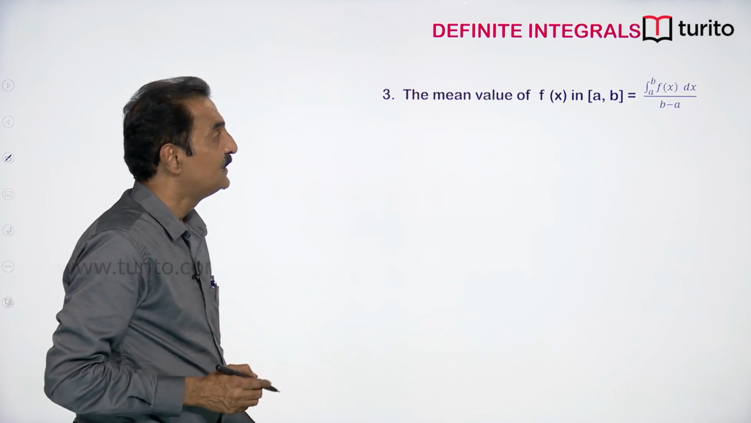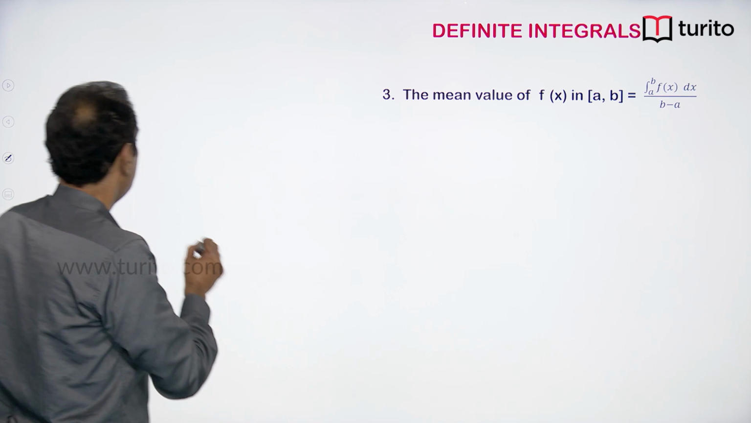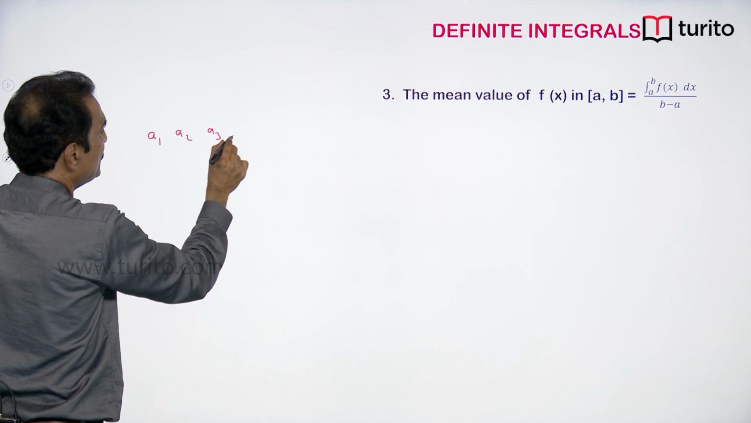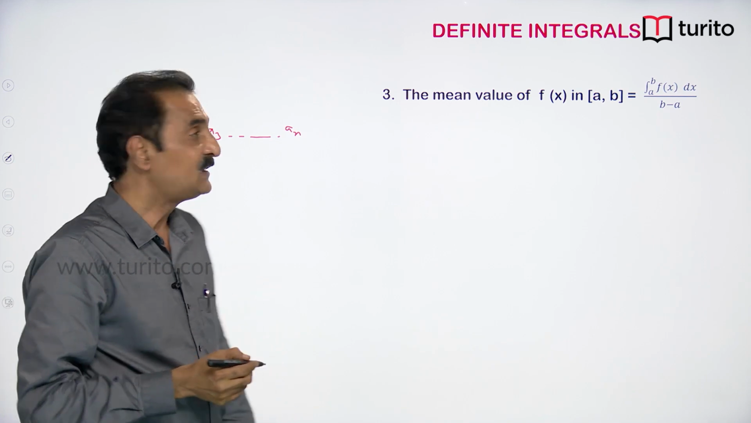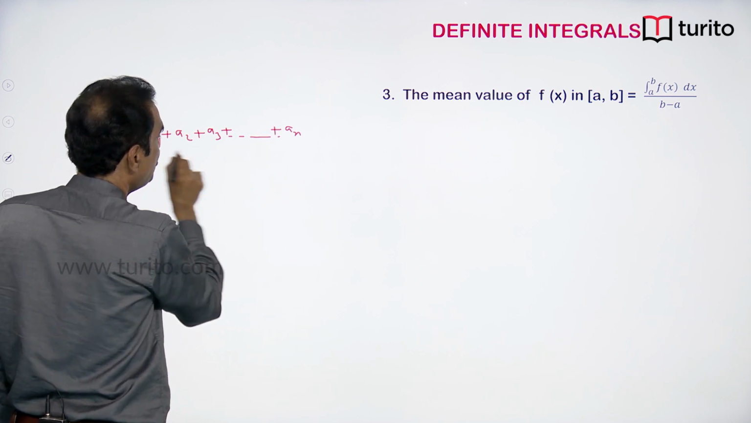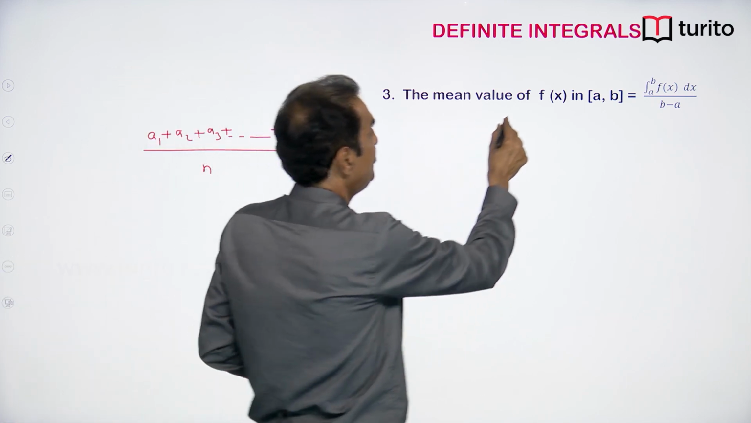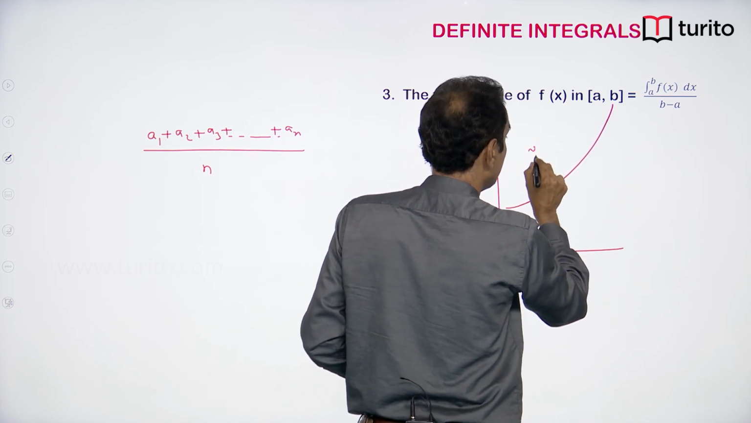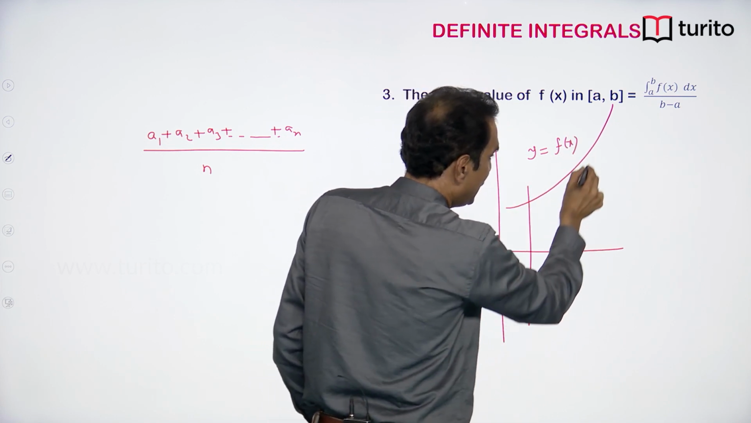Next point, mean value of f of x in the interval a to b. If some numbers a1, a2, a3 and so on an are given, how do you find the mean? Mean means arithmetic mean. Arithmetic mean of these numbers is the sum of these numbers by the number of numbers. This is the arithmetic mean of these numbers. Now, if you take a function f of x in the interval a to b, this is y is equal to f of x, the interval is a to b.